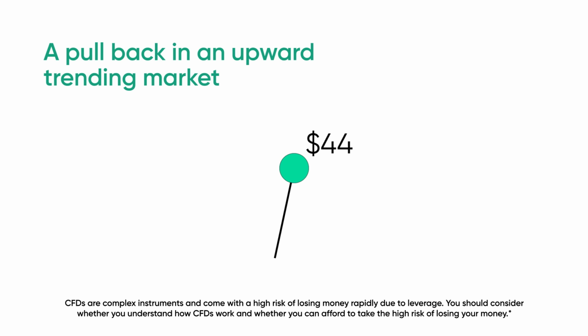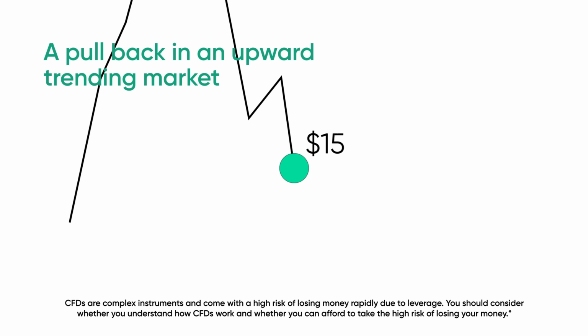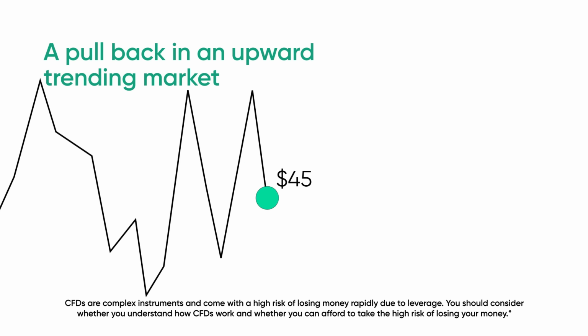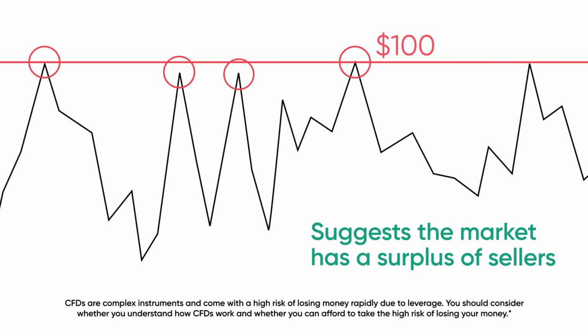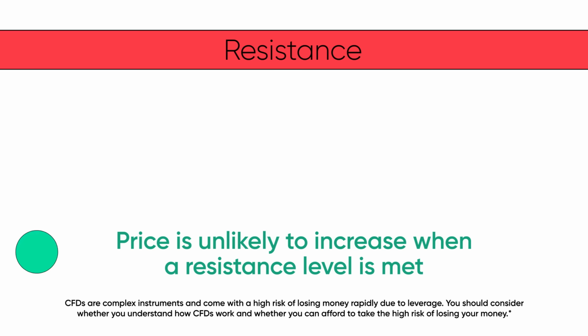For example, in an upward trending market, when the price of an asset rises only to then pull back, the highest point reached is considered resistance. The market will have difficulty breaking above this level, as it indicates a surplus of sellers. In other words, at a resistance level, selling is expected to emerge that prevents further price increases.